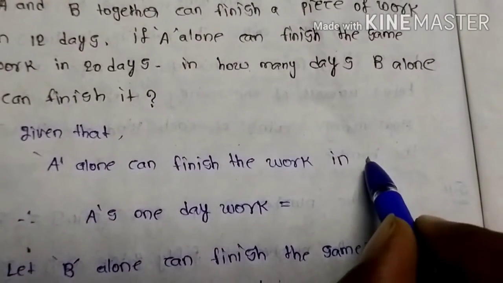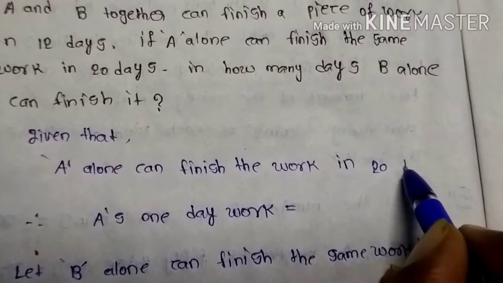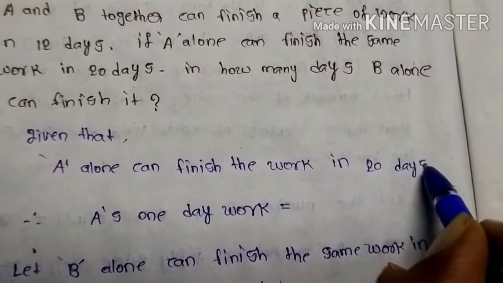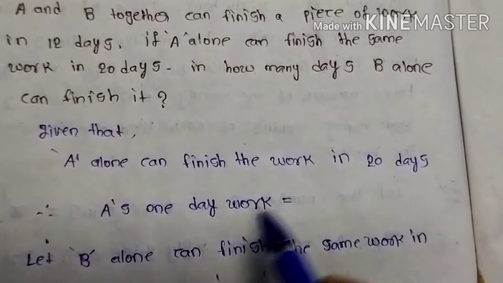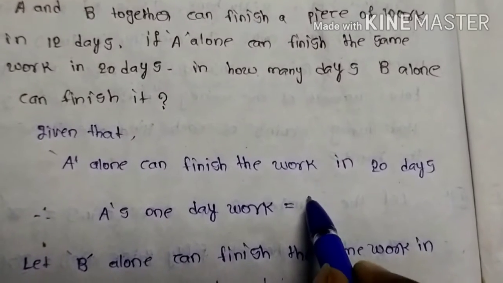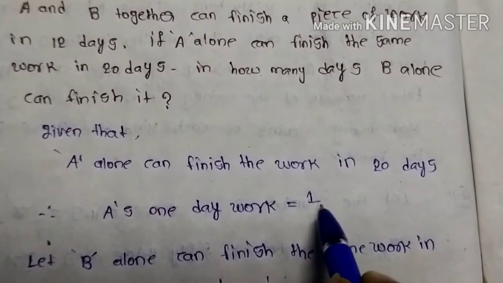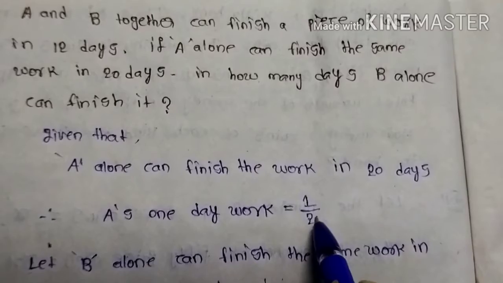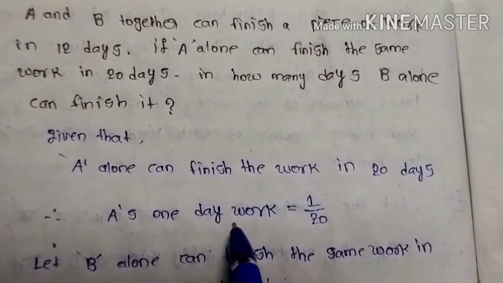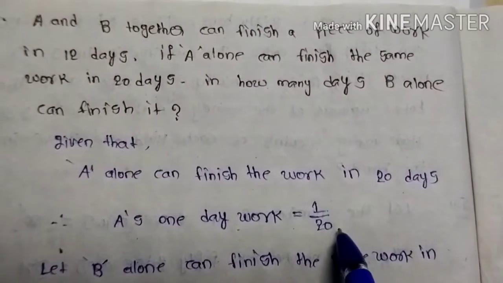20 days or not? Yes, you can write here 20 days. See, if he is completing in 20 days, A's 1 day work will be just the reciprocal of 20, which is 1 by 20, or not? You can write here A's 1 day work is equal to 1 by 20.